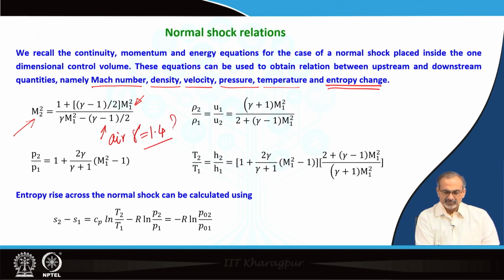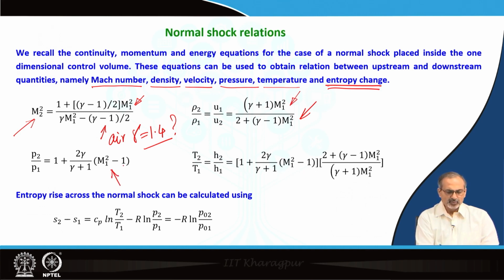Now, this becomes questionable when we are talking about high temperature reacting gases, typically at hypersonic and hypervelocity conditions, but in the supersonic regime this would be fine. As far as the density ratio is concerned, rho 2 by rho 1 is the same as U1 by U2 by the continuity equation. That again can be expressed in terms of the upstream Mach number and the gamma.